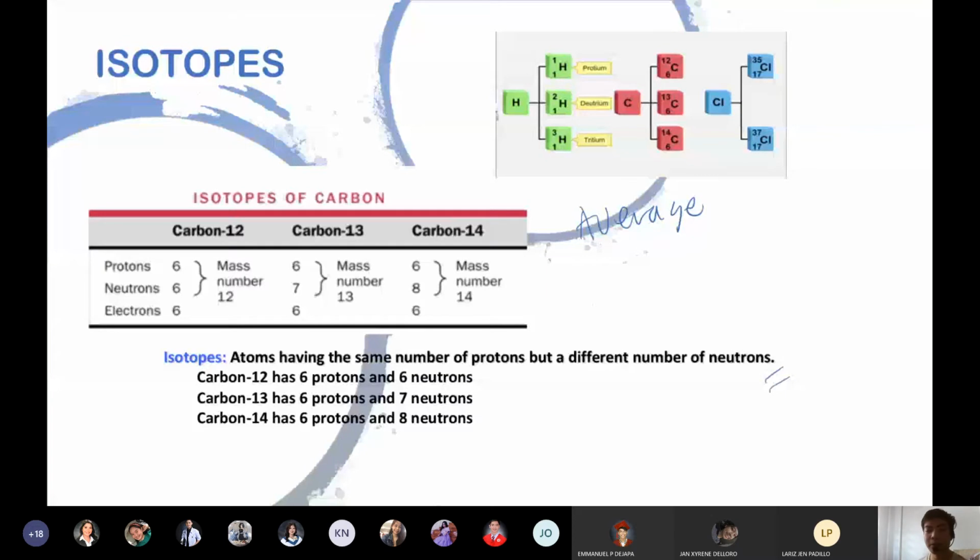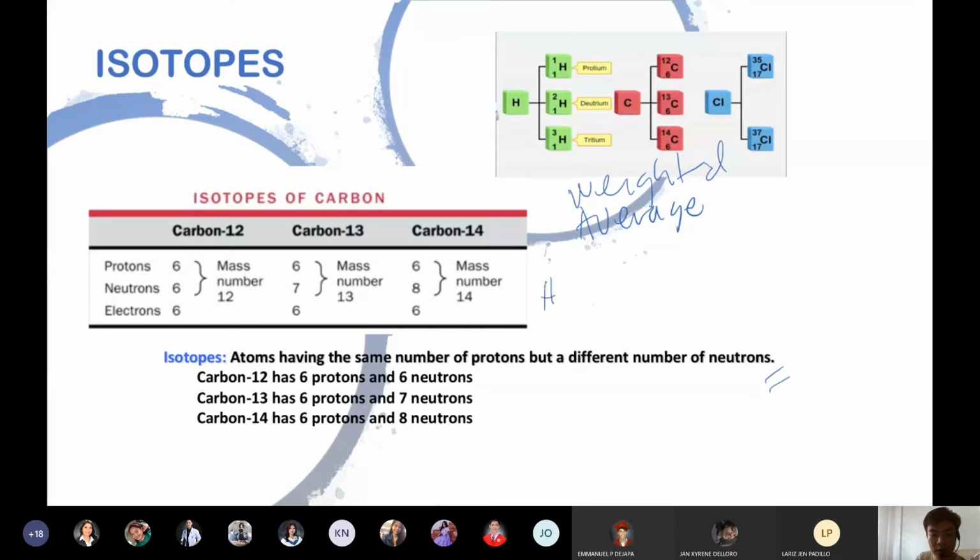So, in order to get the average, we get the weighted average instead. Sinabing weighted average, you multiply your mass by the abundance, you multiply your grade by the units, and you divide it by the total units. Okay. So in chemistry, medyo similar din naman.